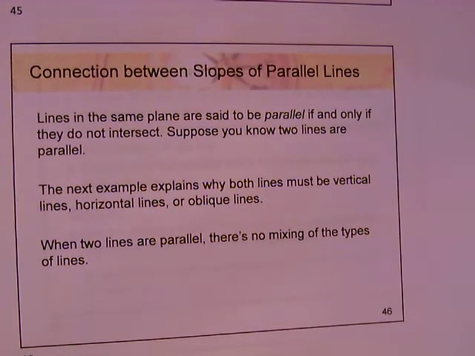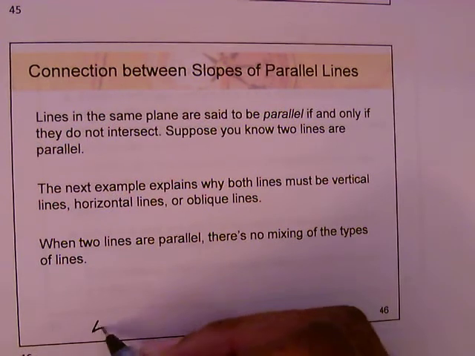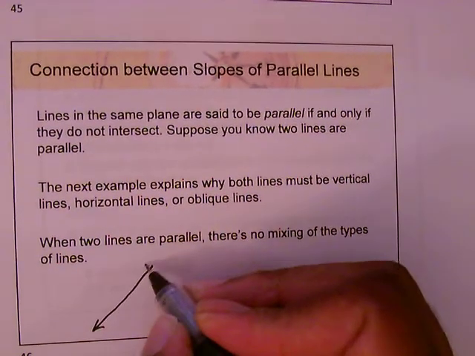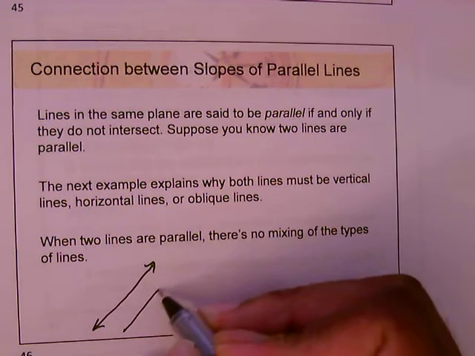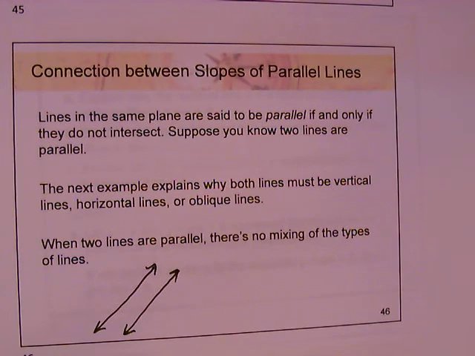Lines in the same plane are said to be parallel if and only if they do not intersect. So if two lines do not intersect, like these two right here, that means they're parallel. Let's say you know two lines are parallel. In this next example, this explains why both lines must be vertical lines, horizontal lines, or oblique lines. So when two lines are parallel, there is no mixing of the types of lines.